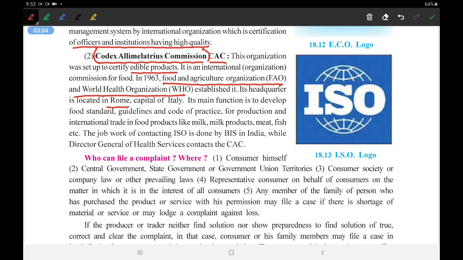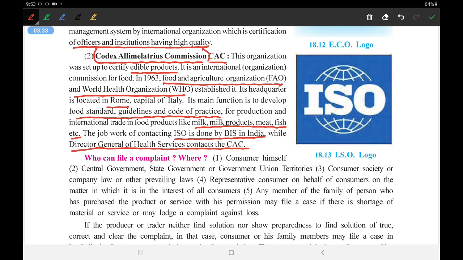Its main function is to develop food standard guidelines and codes of practice for production and international trade in food products like milk, milk products, meat, fish, etc. The CAC is very important. The work of ISO is done by BIS in India, while the Director General of Health Services contacts CAC. So these are the two international quality checking organizations.